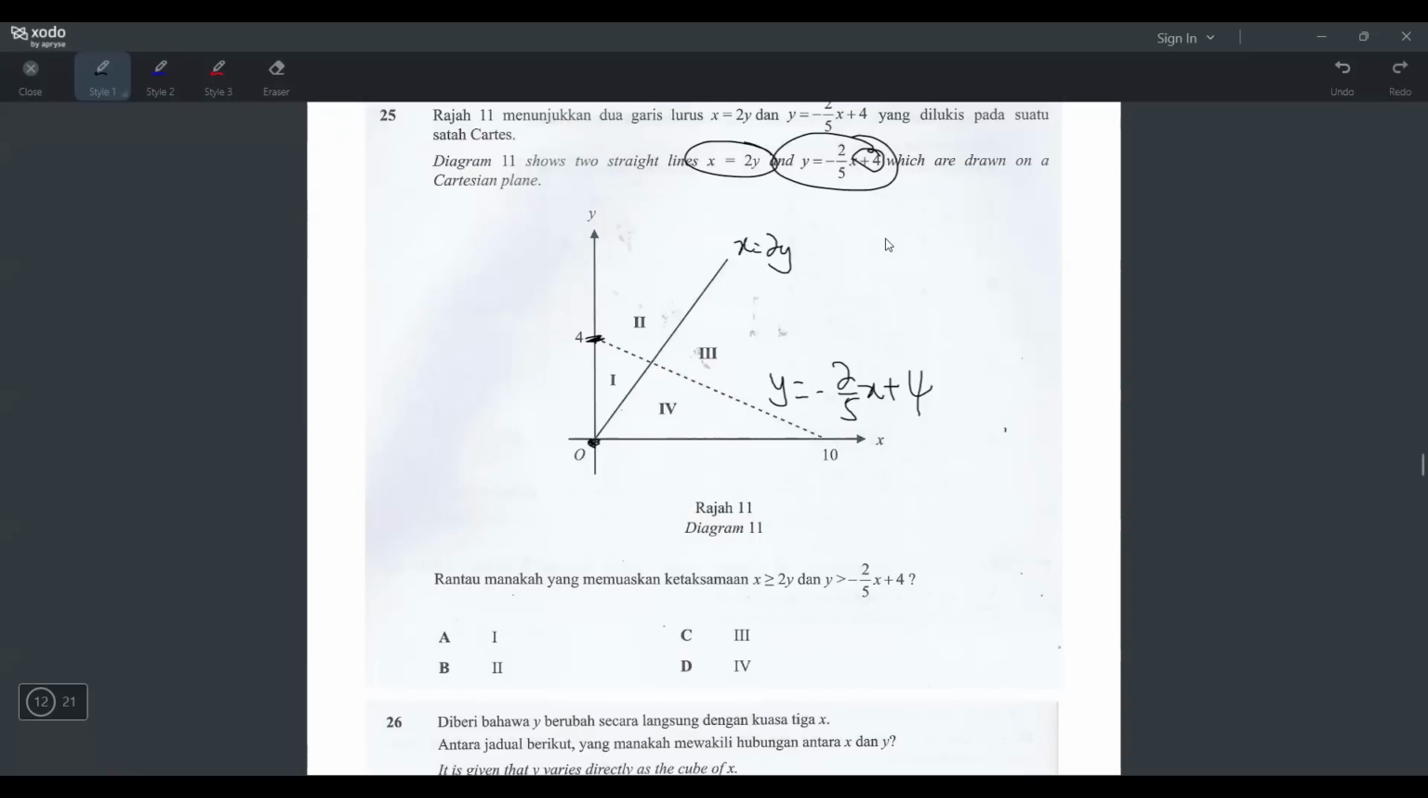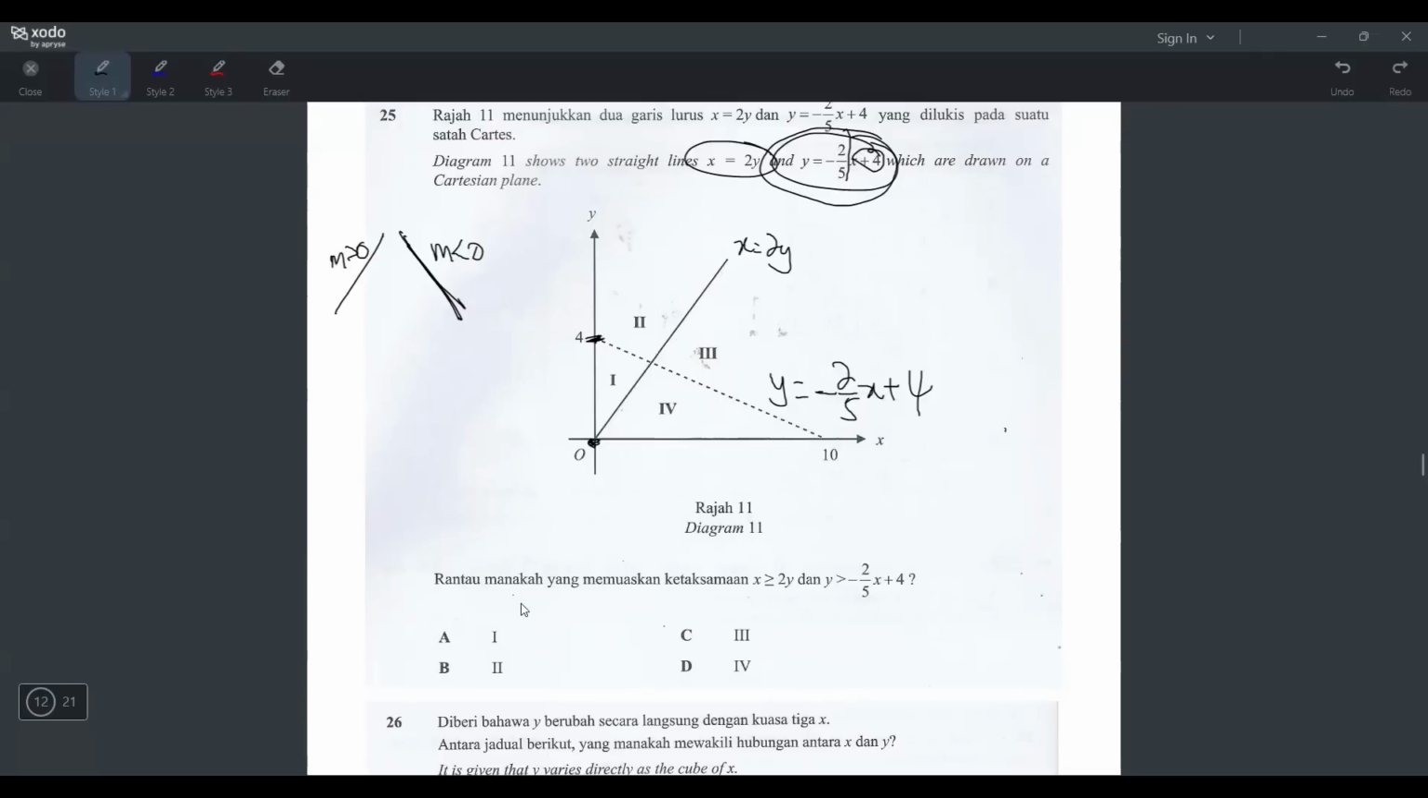Or you can also look at the gradient. Kalau you nak tengok gradient pun boleh. If the line goes like this, the gradient mesti positive. If the line goes like this, gradient mesti negative. So this line, the gradient is negative 2/5, so definitely the line has to go down. It cannot be this one because this one the line is going up. If the line goes up like that, the gradient cannot be negative. Doesn't make sense. Okay, so now I already labeled the equation.